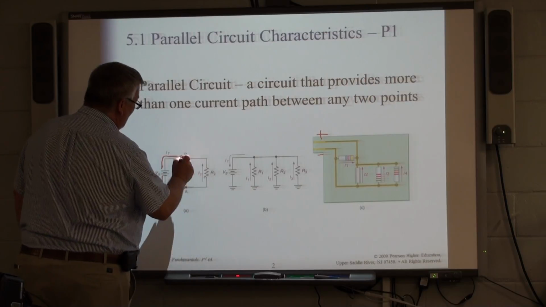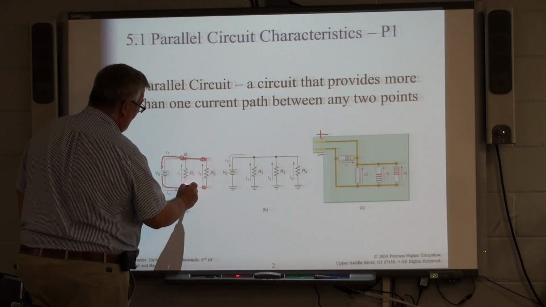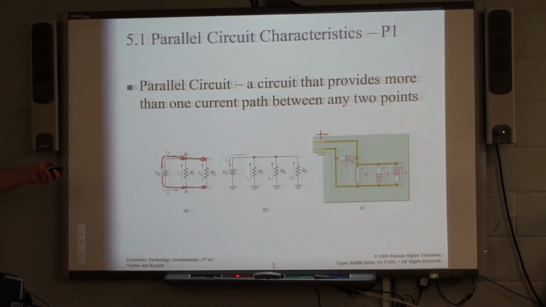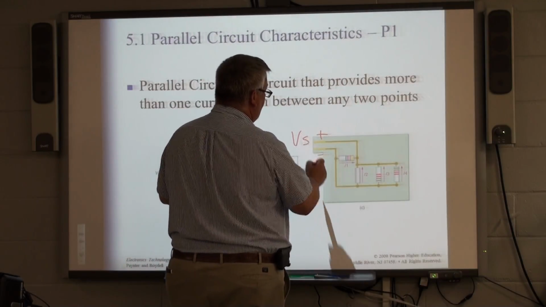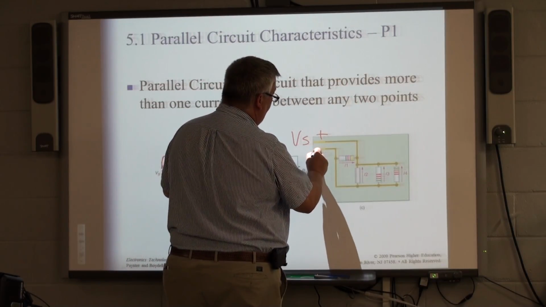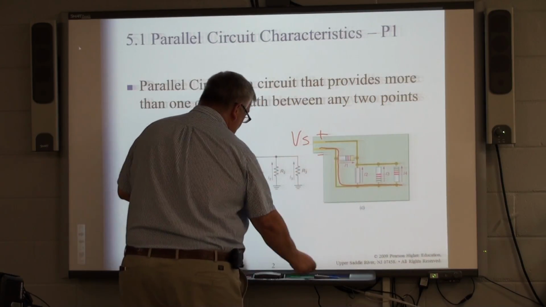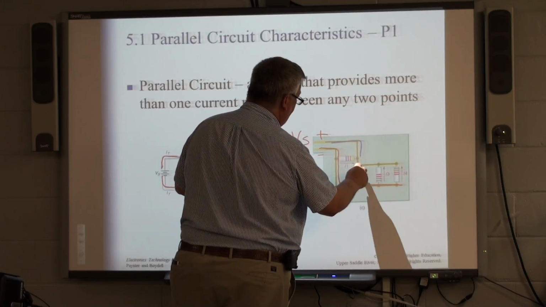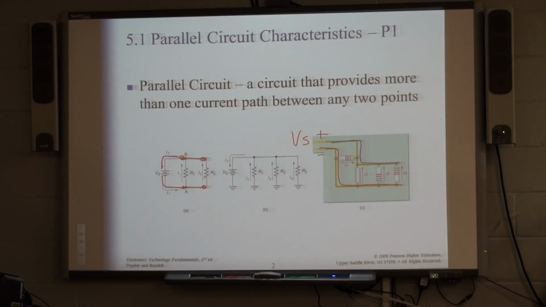But if I carry on, this is still the same point. Right here and right here. R2 is seeing the same voltage source that R1 is. They're both electrically connected. And it's really easy to see on this board, if this is Vs, and this is my negative, here's all my negative terminals right here. Here's all my positive terminals right here. It's easy to see that I'm applying the same voltage, or dropping the same voltage across each of those resistors.